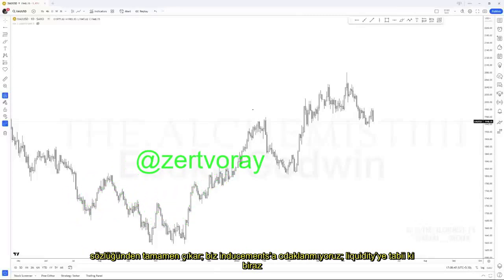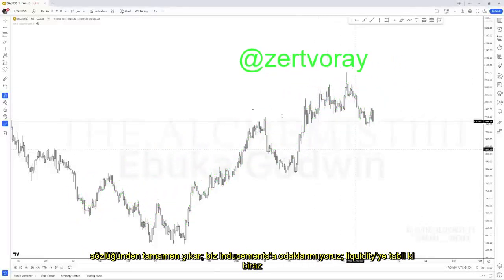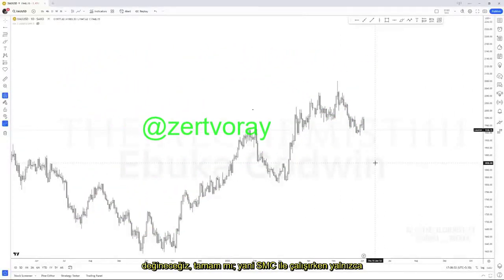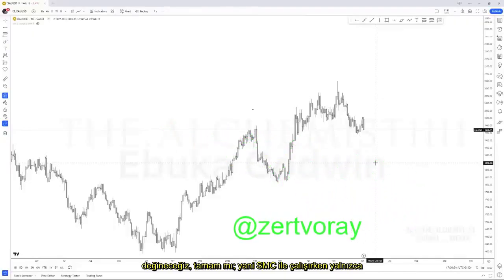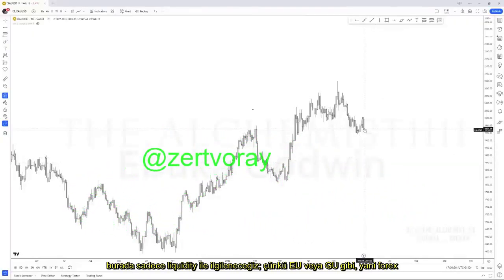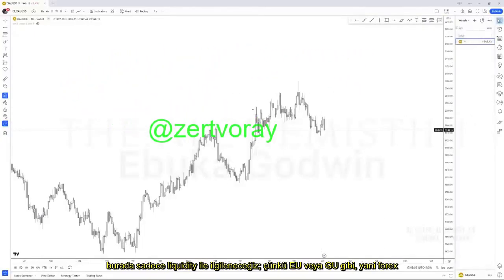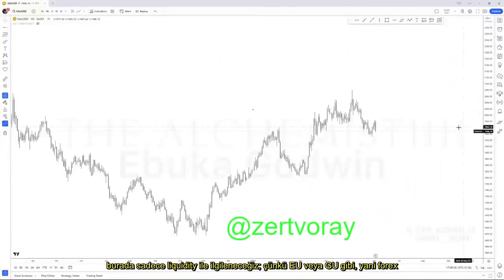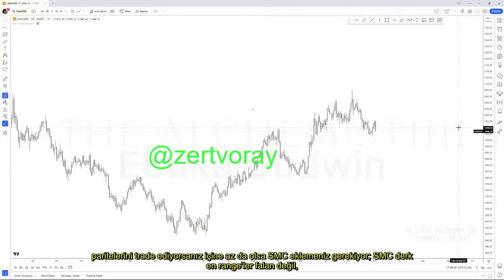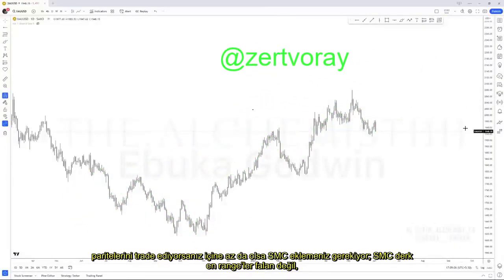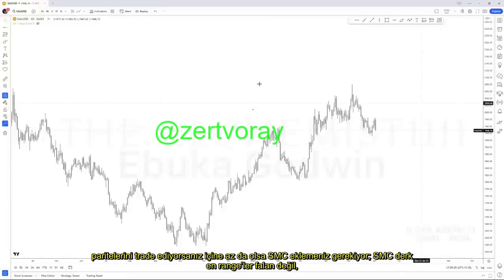We don't focus on inducements. Liquidity, of course, we will go through a little bit. When dealing with SMC, we will only deal with liquidity here, because if you're trading EU or GU, like forex pairs, you need to add a little bit of SMC into it. By SMC, I mean not ranges and all that stuff.